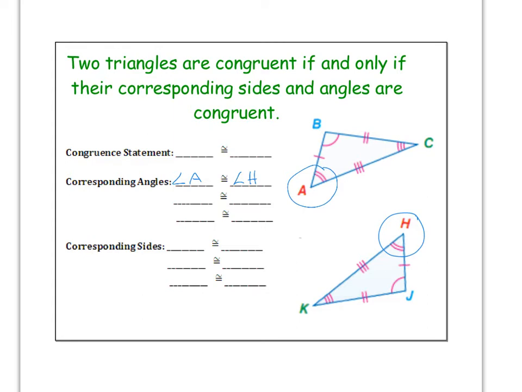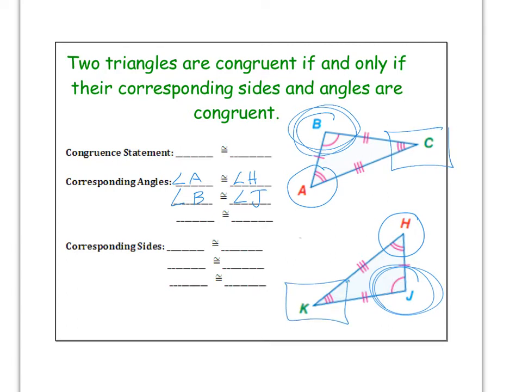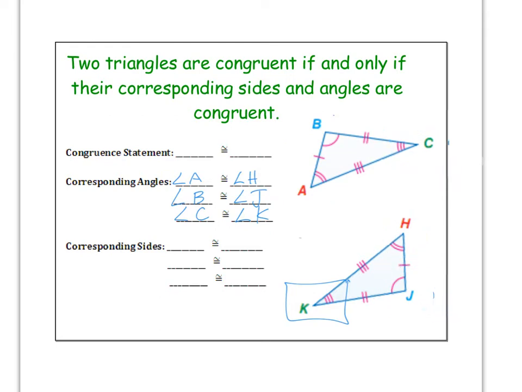And then if we look at B, angle B has one curve, angle J has one curve. So angle B is congruent to angle J. And then finally, C has three curves, K has three curves. So angle C is congruent to angle K. So all of the angles in one of the triangles match up with an angle in the other triangle. Now let's look at the sides.